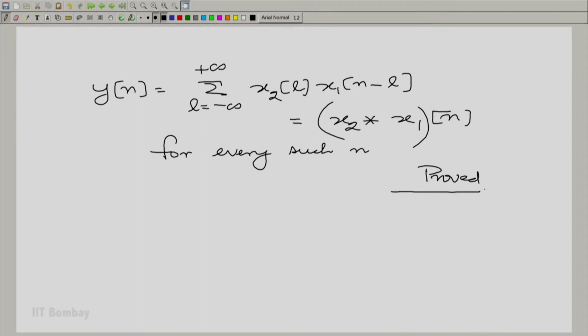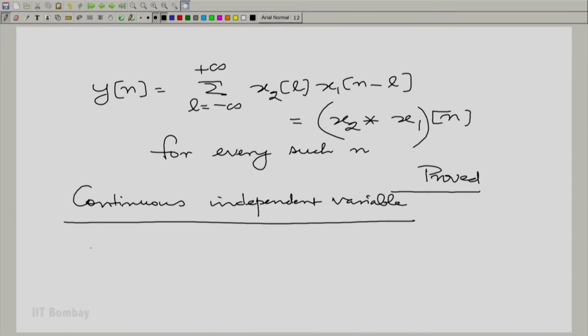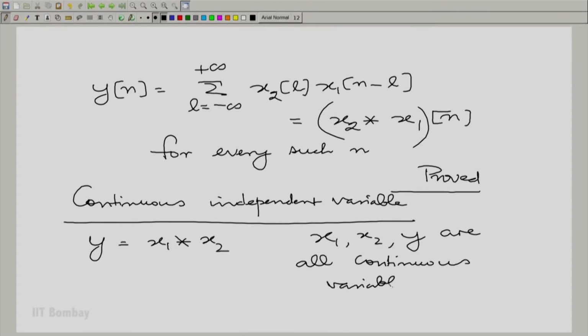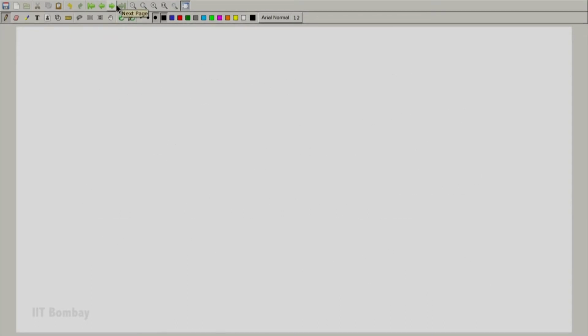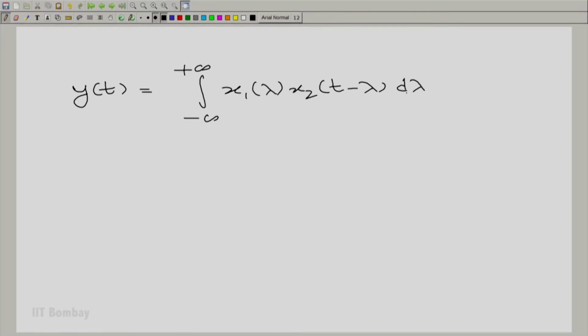So, we have proved it. Now, let us take the continuous independent variable case. Here again, let us write y is x1 convolved with x2. The only thing is x1, x2 and y are all continuous variable signals, which then goes on to say that y of t is the integral of x1 of lambda x2 of t minus lambda d lambda running from minus to plus infinity.